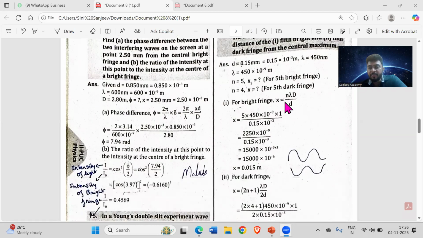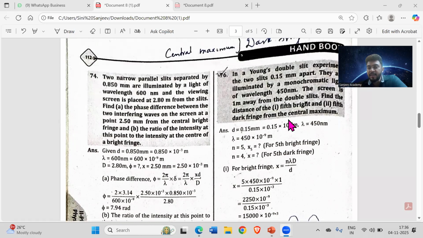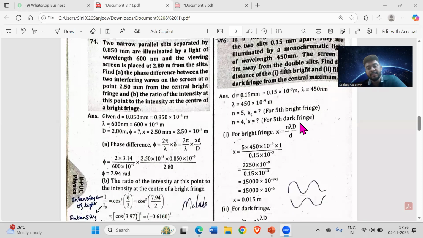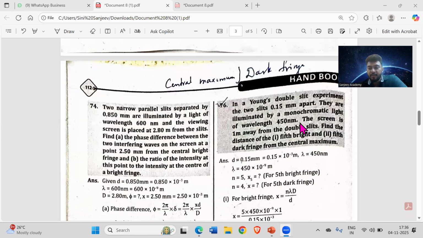So what is the bright fringe formula? x equal to n lambda D by d. And the dark fringe formula is 2n plus 1. How do you identify that a dark fringe is there? Central maximum. Sometimes they will not give dark fringe, they'll give central maximum. So it means a dark fringe. Lambda and all we can easily get: 450 nanometer and all we can get.